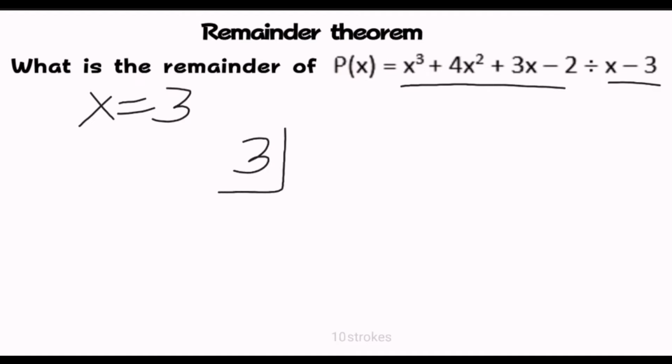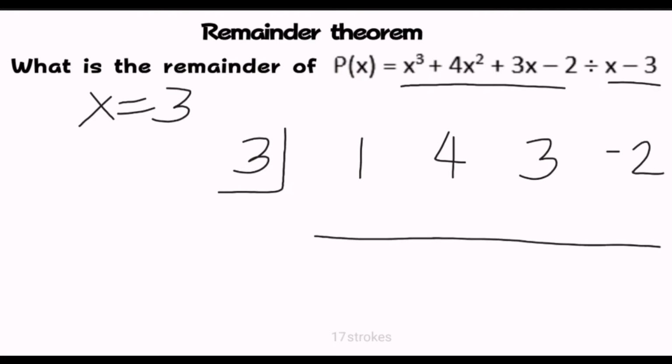Put this sign. Then now, we get the value of the coefficient of the dividend. So the first term, the coefficient is 1. Second term is 4. Third term is 3. And last term is negative 2. Then put a line under. First step is to bring the first coefficient down. So bring this one down.